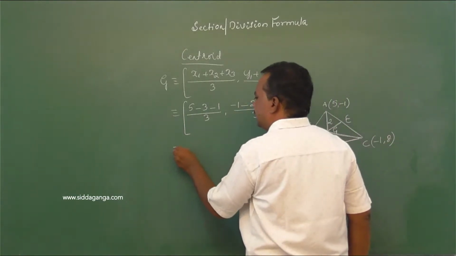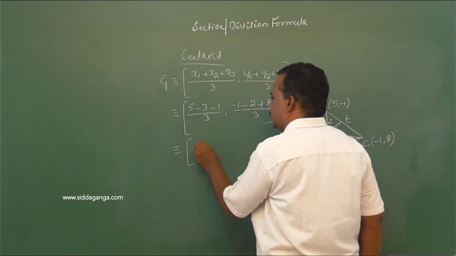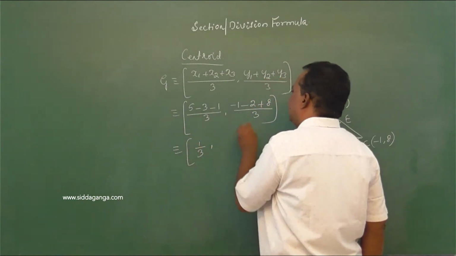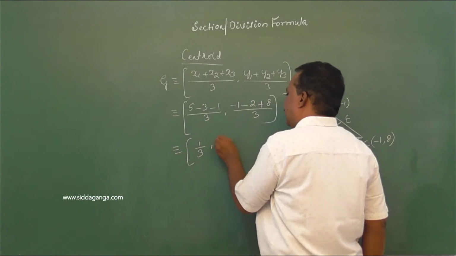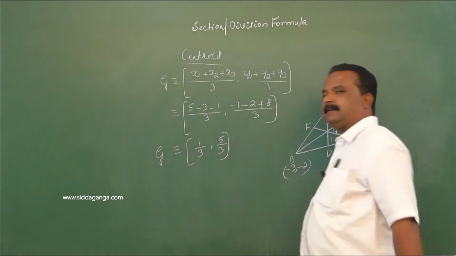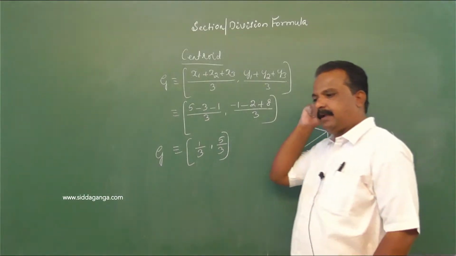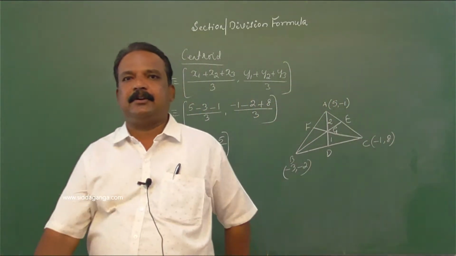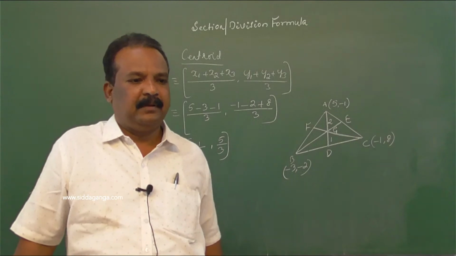So what is the centroid now? 5 minus 4, 1 by 3; 8 minus 3, 5 by 3. So this is the centroid of the triangle: 1 by 3 comma 5 by 3. That is the centroid of the triangle. Okay.